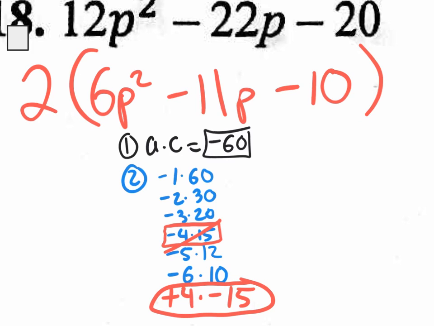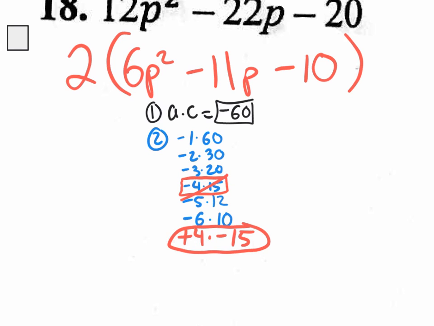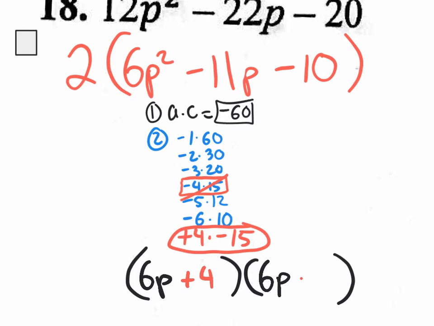Let's plug it all into our answer format. Let me zoom out a bit. So the answer format is to cover up the square, and you'll see a 6p right there. So we're going to put that 6p right here and right there. And we're going to plug in the plus 4 right there and the minus 15 right there. Let's not forget about the 2 that's out in the front.